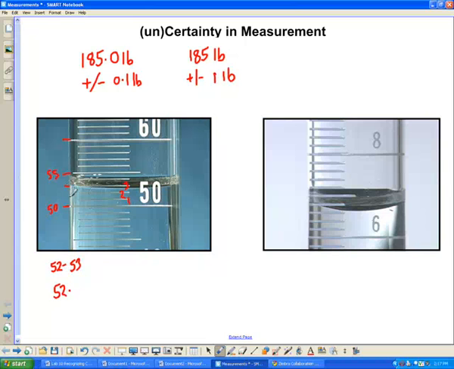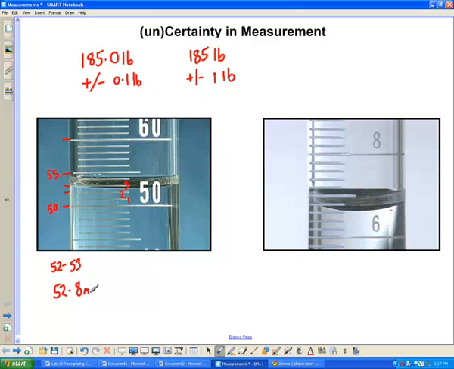All we know is that it's somewhere between 52 and 53. So we have to estimate. Well, you can see that if that's 2 and that's 3, the meniscus is closer to the 3 than the 2. It's not at the halfway point. So that means it's higher than 52.5. In fact, it's close enough to the 3 that I would say it's probably either 52.8 or 52.9 mils.